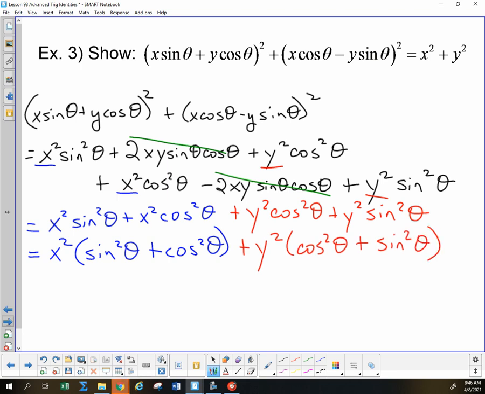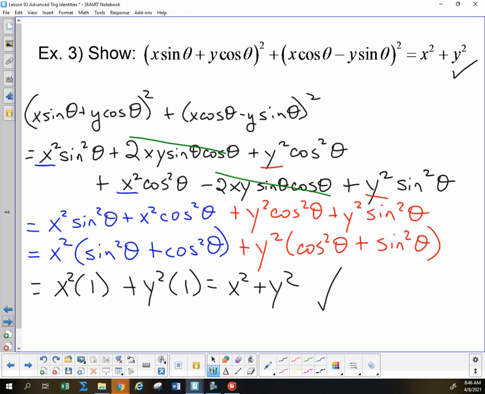And now I need somebody to tell me what you notice. What can we do now? So the sine squared plus cosine squared are both 1s. So I just got x squared times 1 and y squared times 1. And that's just x squared plus y squared, which is what I wanted to have here. So just messy, but not that hard to understand.